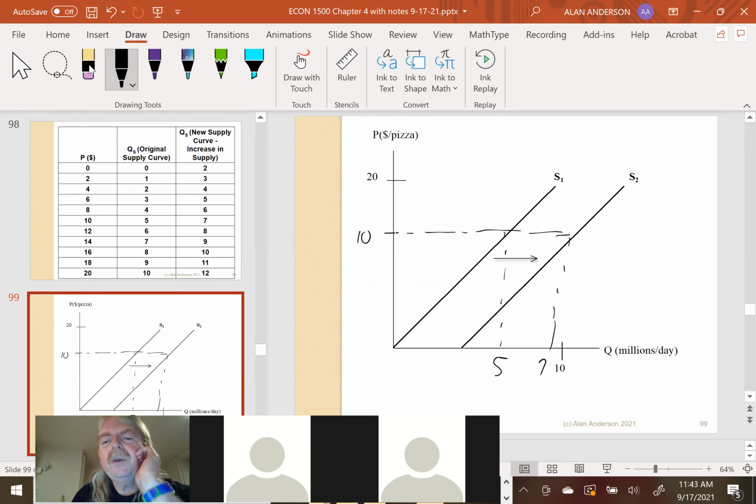All right, the idea here is that we went from 5 to 7 at the same price. So this is an increase in supply due to the cost of production.